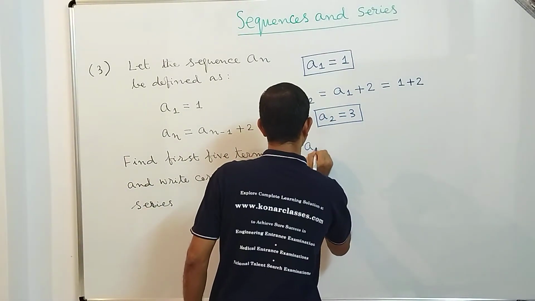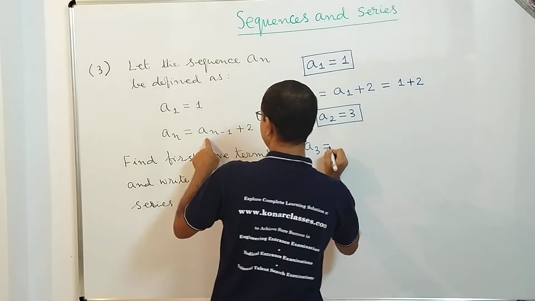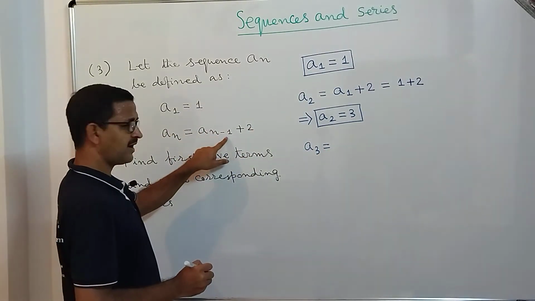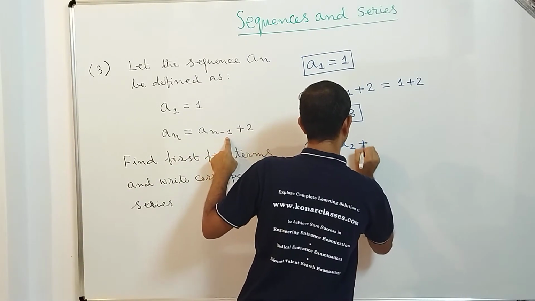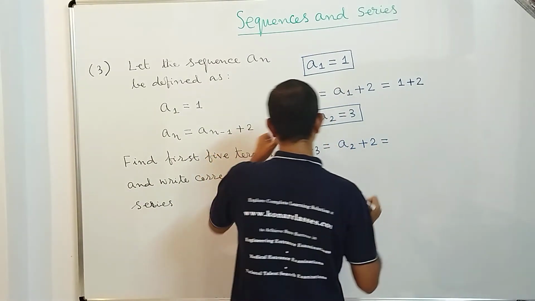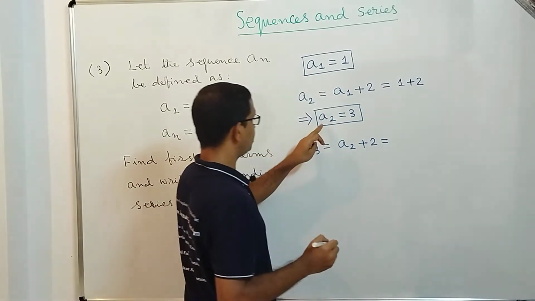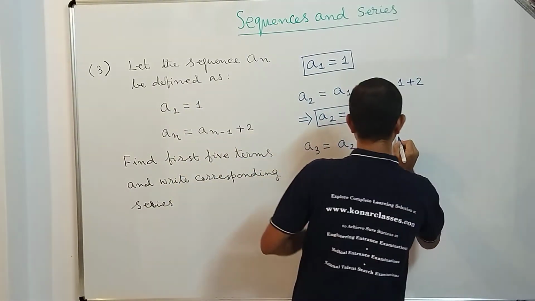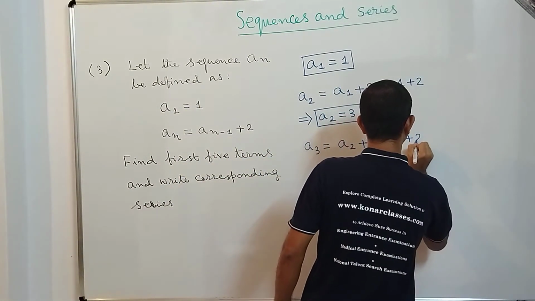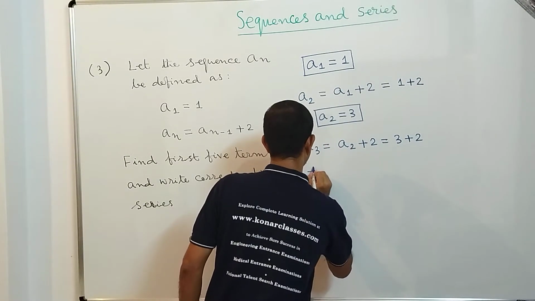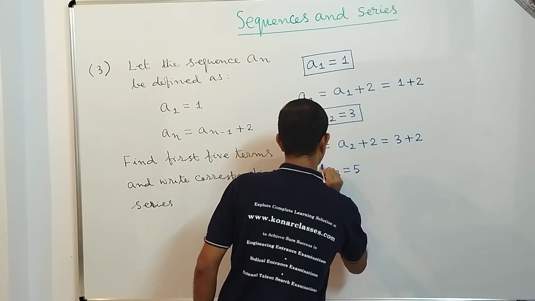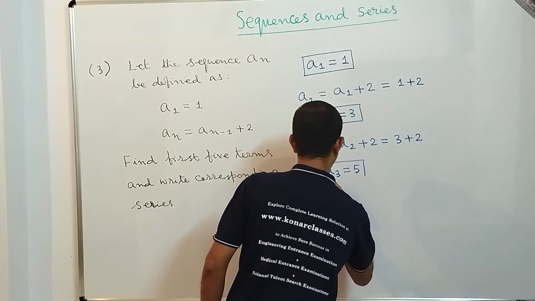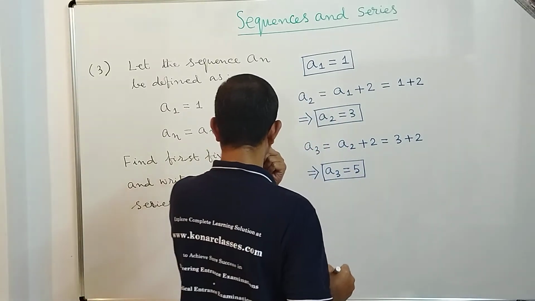Now let's proceed to find the third term, that is a3. a3 should be equal to what? a_(3 minus 1), that is a2, plus 2. What is the value of a2? The value of a2 you obtained in the previous step, that is 3. So 3 plus 2. So from here we get the value of a3 as 5. Correct?